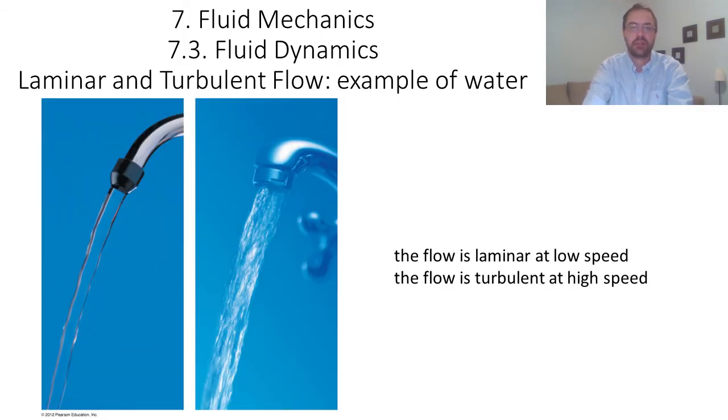Another example is the flow of water from the faucet. At low speed, the flow is laminar, and you can see like water is transparent even, but at high speed, it is turbulent. So again, as I said, in this class, we will only consider steady and laminar flow.